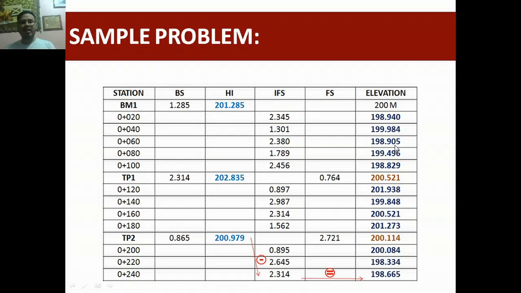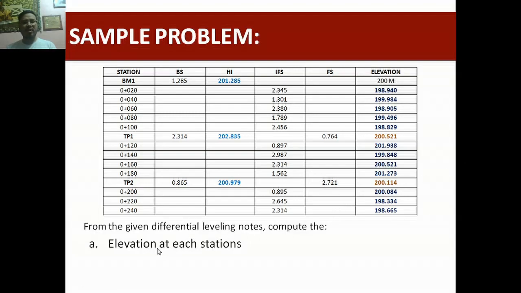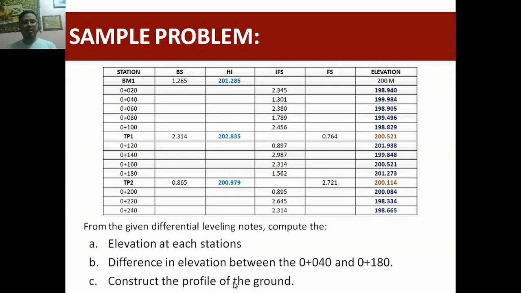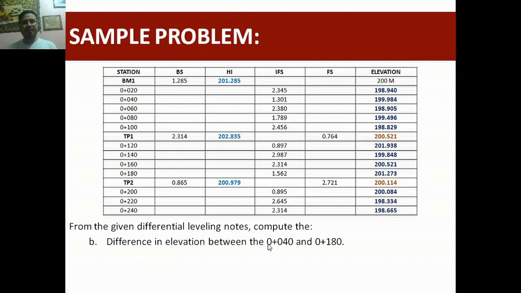Okay? So that is the pattern for solving the elevations in our profile leveling. So our tabulation is complete. What is our requirement? Letter A, elevation at each station. B, difference in elevation between 0 plus 040 and 0 plus 180. And the third one is we are going to construct the profile of the ground. So letter A, we already have it, it is checked. This is the answer to letter A. So letter B is the difference in elevation between 0 plus 040 and 0 plus 180.